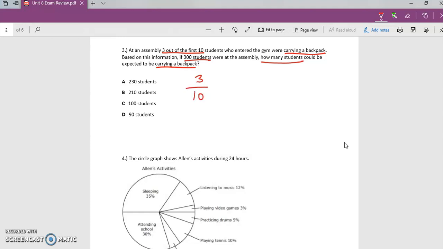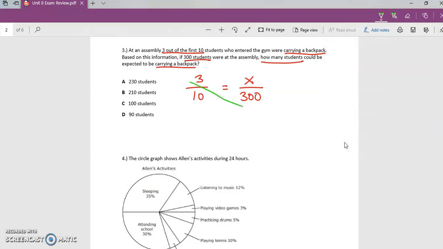So that's like a yes to carrying one. But they want to know out of 300, how many are going to be carrying one. So what can I do here to figure this out? I can either cross multiply and divide or find my scale factor. So let's try and cross multiply and divide here.